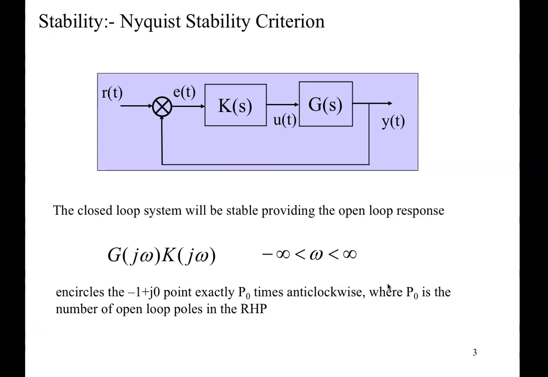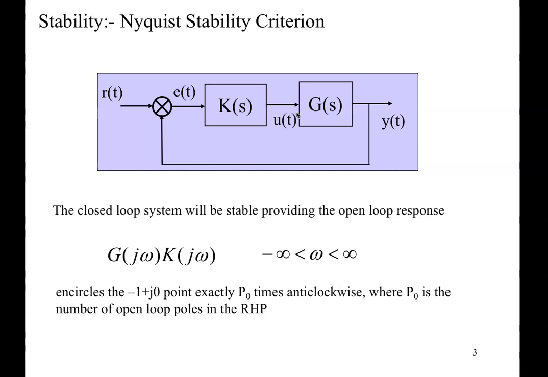So here we go. This man was very clever. He came up with this theorem: for a closed-loop system like the one I have here in the block diagram, the closed loop system will be stable if the open loop transfer function, G times K, gives a frequency response, using the polar plot or Nyquist plot, that encircles the -1 plus j0 point exactly P0 times anticlockwise, where P0 is the number of open loop poles in the right half of the s-plane.